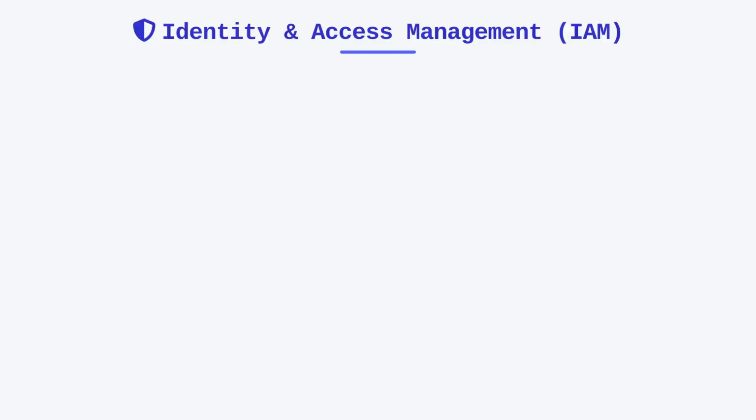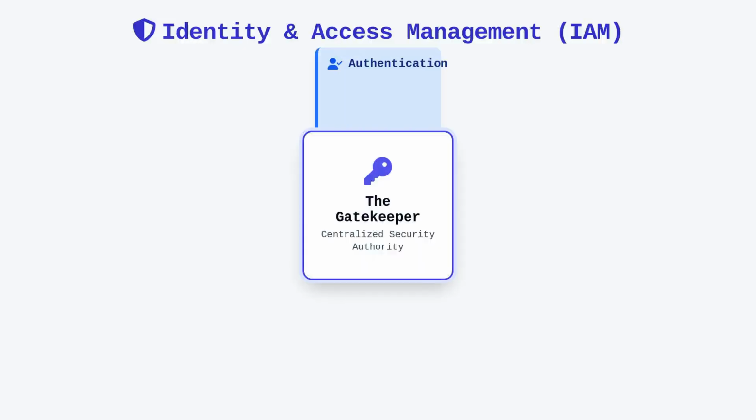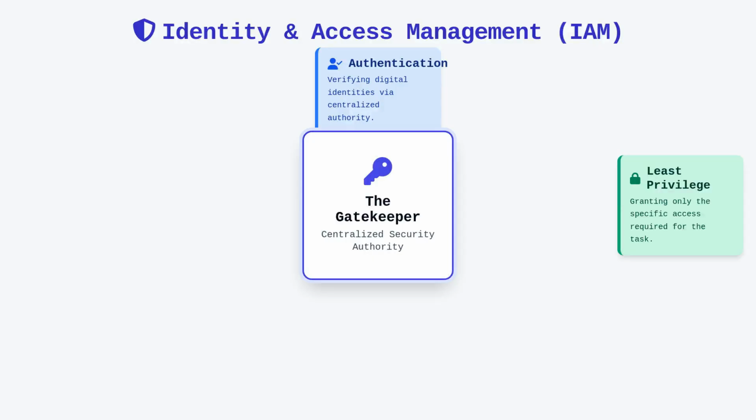Identity and access management, often abbreviated as IAM, is the fundamental security layer that determines who can perform what actions within your cloud environment. It acts as the gatekeeper, ensuring that only authenticated entities are granted access to specific resources based on the principle of least privilege.